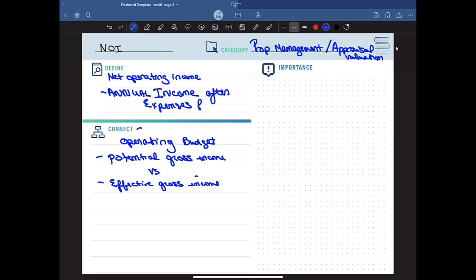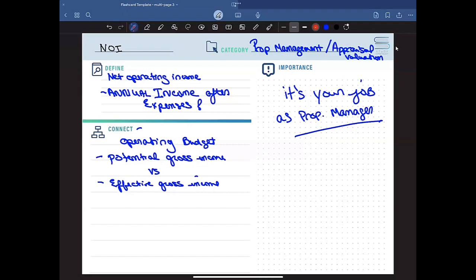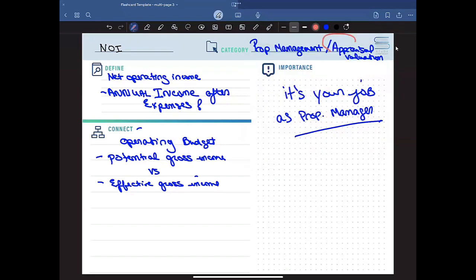And why do we learn this? Why is this important? Because it's your job as a property manager. You have to understand what expenses you're going through. But guess what? There's another reason why this is important too. I'll choose a different color to talk about this. Remember, we'll use this orangey color. I said it also relates to appraisal or valuation.